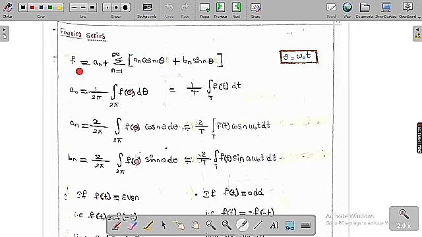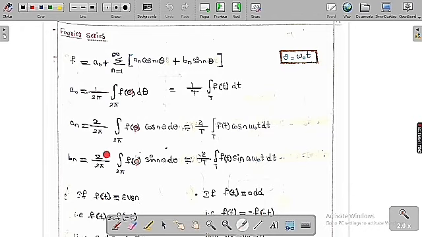Any periodic signal can be written in terms of sine and cosine: f = a naught plus sigma n equals 1 to infinity of an cos n theta plus bn sin n theta, where theta is equal to omega naught times t. a naught is equal to 1 by 2 pi integration over 2 pi of f of theta d theta, or 1 by the time period integration over the time period of f of t dt. Similarly, an is equal to 2 by 2 pi integration over 2 pi of f of theta cos n theta d theta, which equals 2 by T integration over the time period T of f of t cos n omega naught t dt.